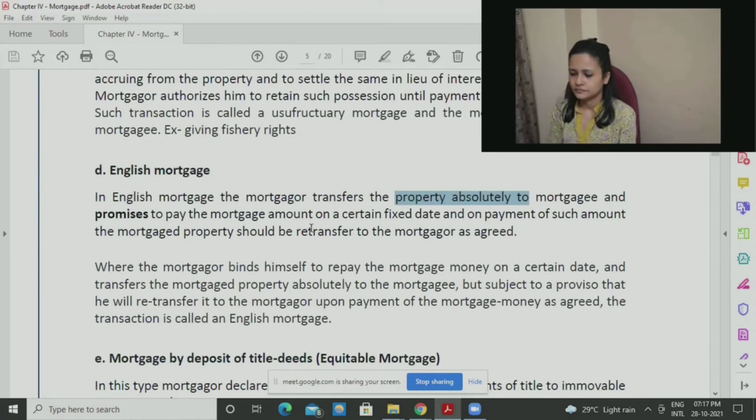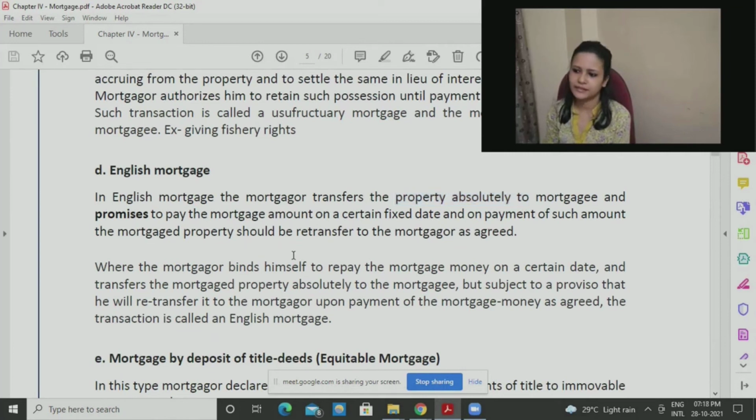Ma'am, is there any significance for the name English mortgage? I think it's derived from, mostly in transfer of property, principles are derived from English common law or their provisions only, right? Might be it was popular at that time. Might be the reason. Okay, but yeah.